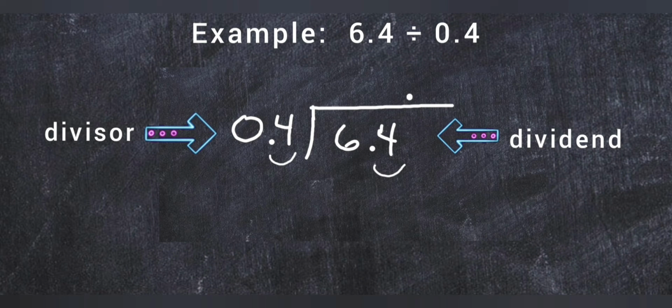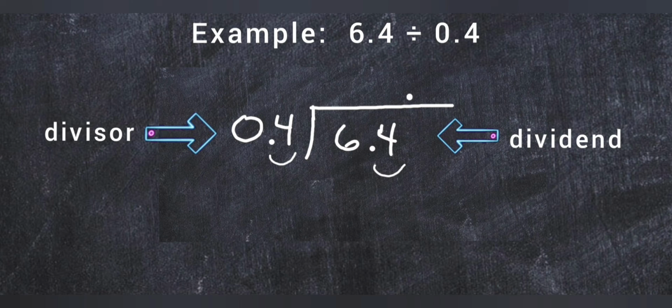Let's look at this example. 6 4/10 divided by 4/10. You set up the problem just like normal division. You look at the divisor. Change it to a whole number by moving the decimal point 1 place to the right. What you do for the divisor, you must do for the dividend. So move the decimal point 1 place to the right for the dividend.